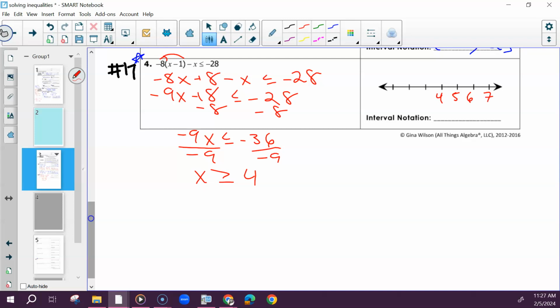Closed. Going to the left or to the right? Right. So this will start at 4. It's closed, so square bracket at 4. And it ends at infinity.